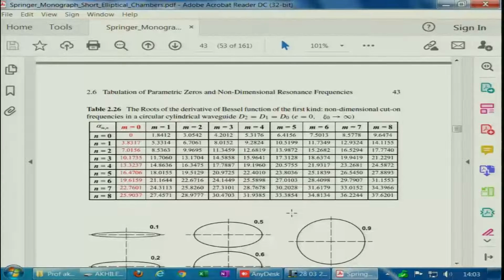In this table, where I am pointing my mouse, the values shown in red are all axisymmetric modes. The other ones shown here are the resonance frequencies of the circumferential modes, and from here onwards, all these modes for m not equal to 0, m equal to 1 onwards and n equal to 1 onwards, are your cross modes.